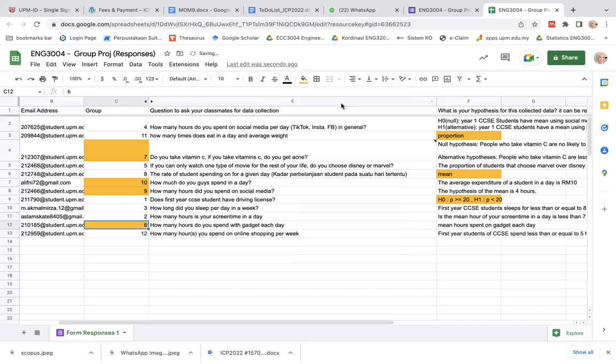Okay, so this is what we have so far. Everyone has submitted their question. 7, 10, 9, 6, please revise. Hopefully by tomorrow, I can have the revised version. For those who I have discussed with and said okay, if you still want to revise, you can, before class tomorrow, okay? And then we'll discuss again. Is that okay with everyone? Yes or no? Before class tomorrow.